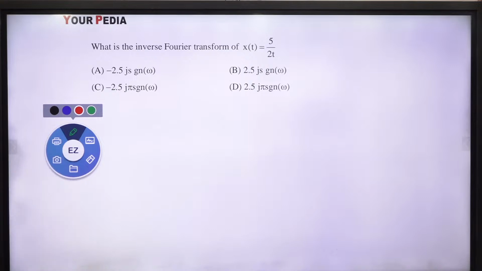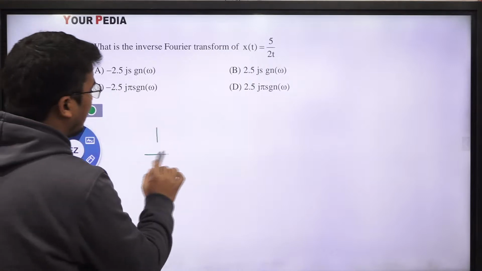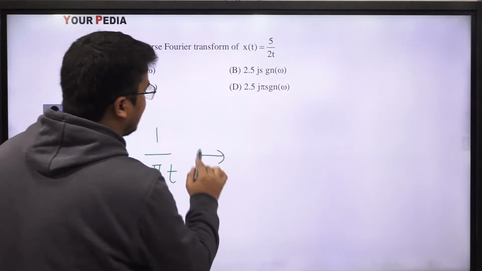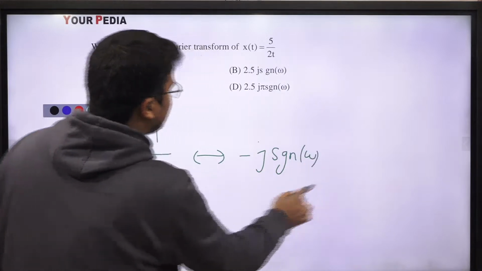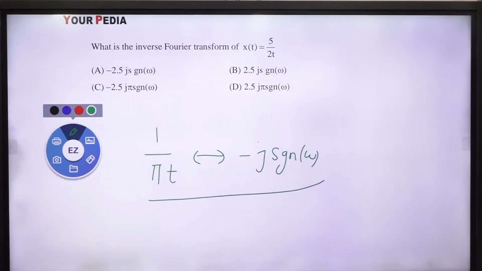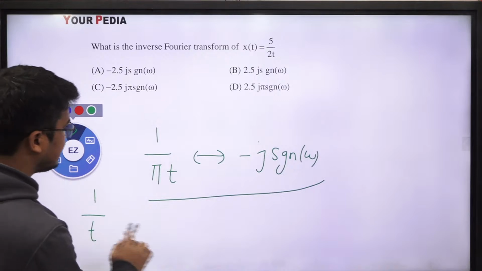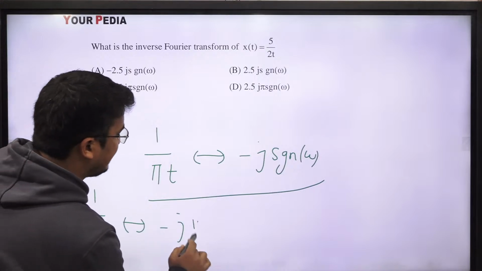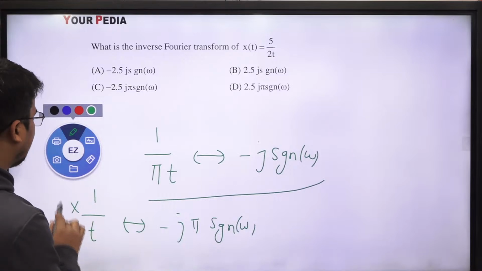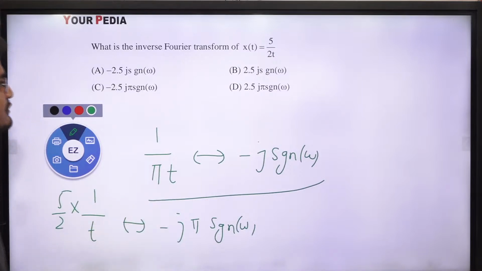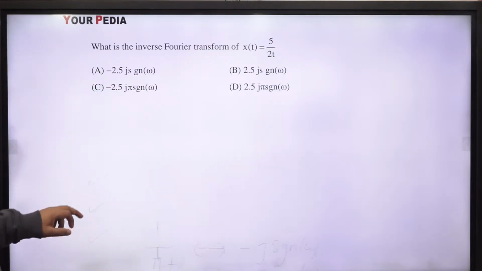Come up, please. So you know 1/πt is the Hilbert transform, pair is -j sgn(ω). You can use this as a reference. Is it clear? So can I say 1/t pair becomes -jπ sgn(ω). So what he's asking for, multiply by 5/2 on both sides. What will the answer become? Answer will be option C. True or not? Yes, Mr. Cool Bro. Answer is C. Very good.